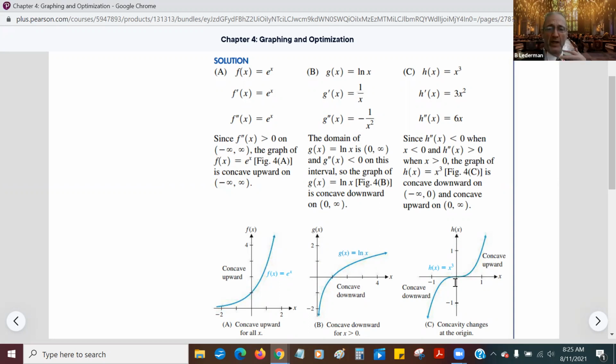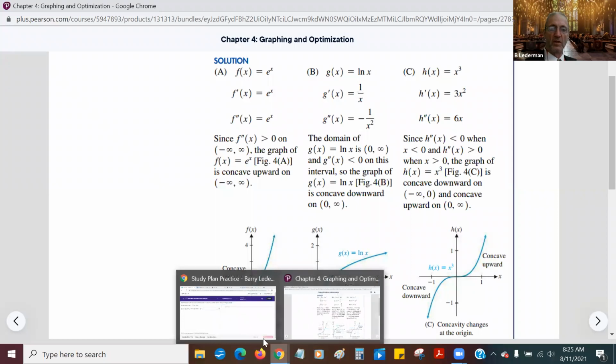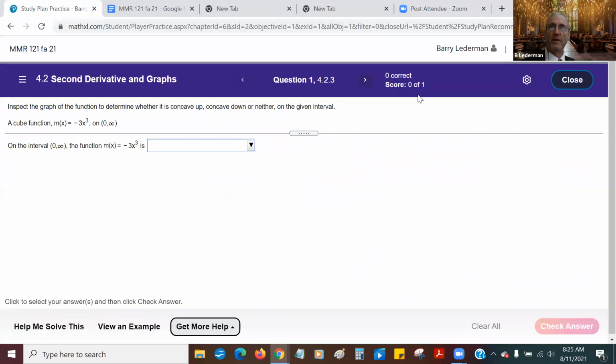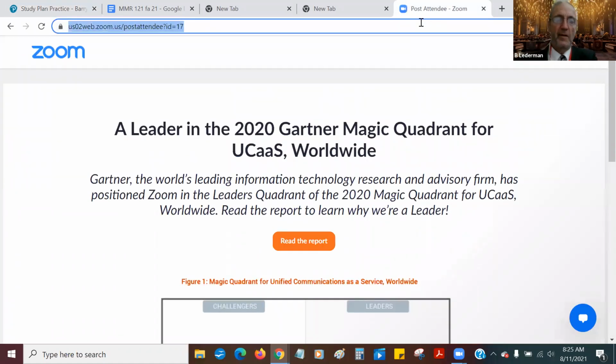And like I say, we could have a graph that goes from concave up to concave down. Let's do a quick graph, I'll just give an example here.